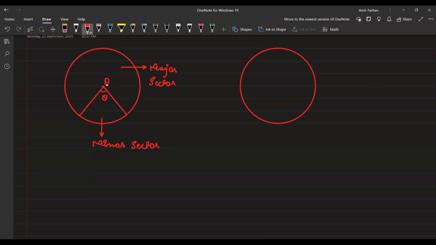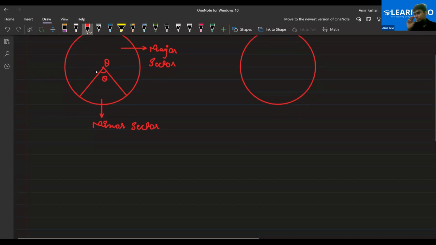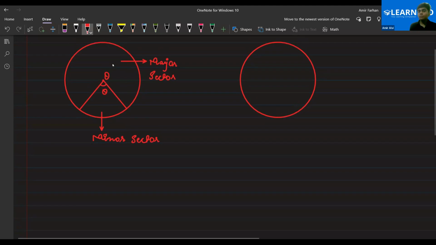Okay, so this is the major sector and minor sector. When the two arcs divide the circle, the smaller part, the smaller piece of cake, will be called the minor sector, and the bigger portion of the cake is called the major sector.